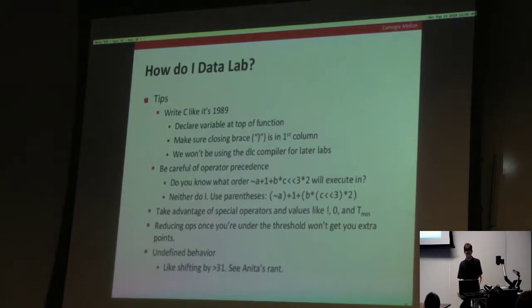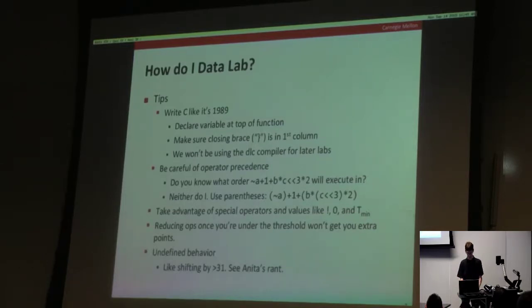You should take advantage of special operators. If you're allowed to use negation, use negation. 0 is a useful number. Int min is a useful number. You should try to work these into your puzzles. They'll help you out. And once you've gotten down to the required number of ops, using only the legal ones, you have full credit. If you want to reduce it more just to get higher on the scoreboard, you can, but you won't get any more points.